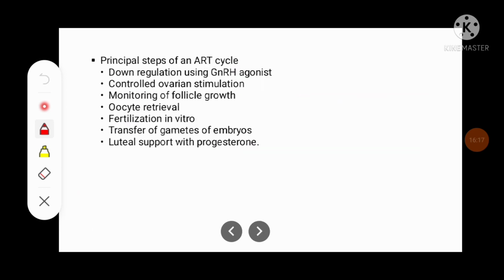So then these are the principles of the artificial reproductive technique. Initially there will be down regulation using the GnRH agonist. Then there will be controlled ovarian stimulation. There will be monitoring of follicular growth. Then there will be oocyte retrieval. There will be fertilization in vitro, transfer of gametes or embryos, then luteal support with progesterone.